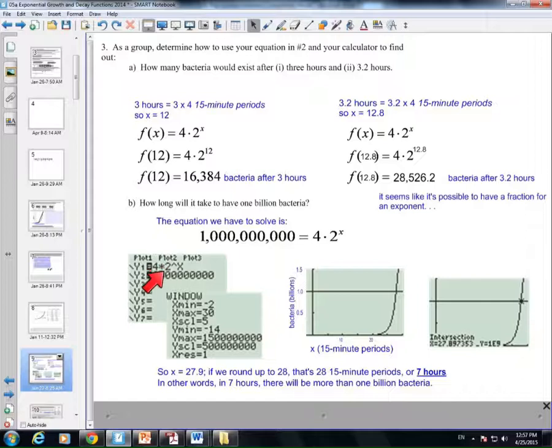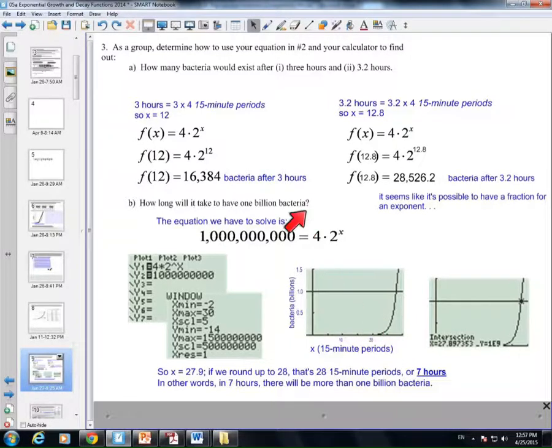So at this stage, the only tool that I have available for solving this equation is the graphing calculator, or Desmos in this case. I set appropriate viewing windows so I could see 1 billion, and I set 1 billion as my y2, and then I set 4 times 2 to the x as the y1. I used the table to get a good sense of how far along the x-axis I should go. I waited until I saw the bacteria exceeding 1 billion on my table. That's how I knew to go to about 30 on my window. The intersection here is at 27.89, and if we convert that into hours, it only takes about 7 hours for there to be more than 1 billion bacteria.